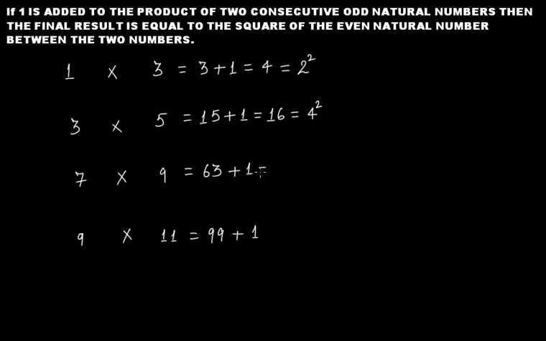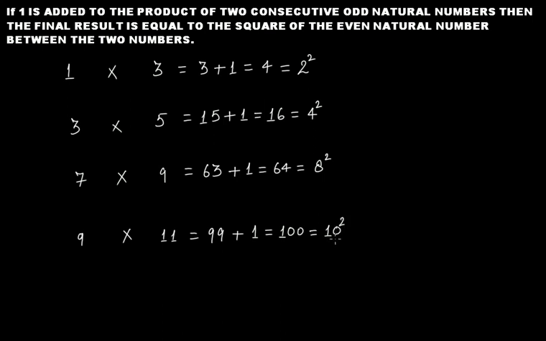63 plus 1 is 64. 64 is actually the square number of the number 8. What's 8? 8 is the even natural number that comes between these two consecutive odd numbers, that is 7 and 9. This is 99 plus 1. This can be written as 100. 100 is the square number of the number 10.